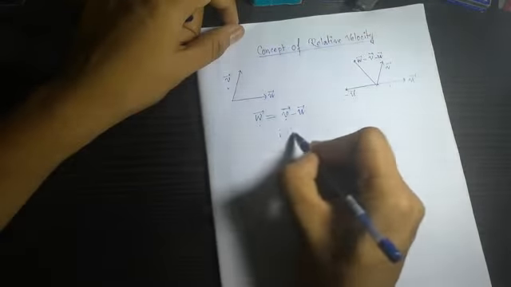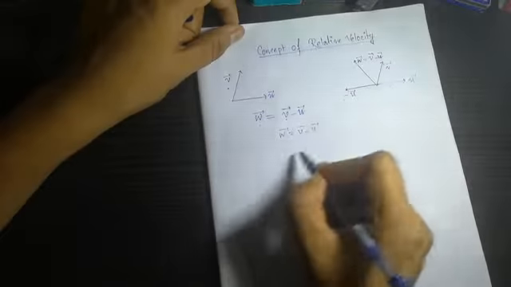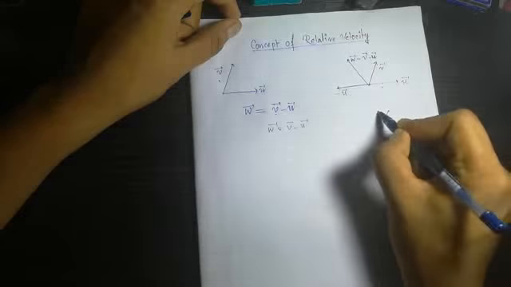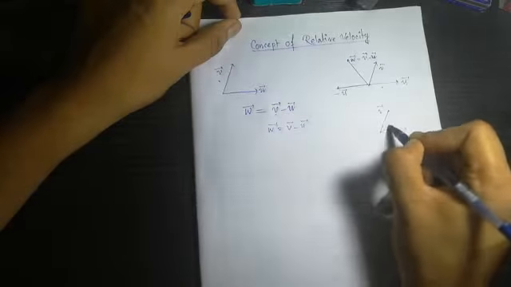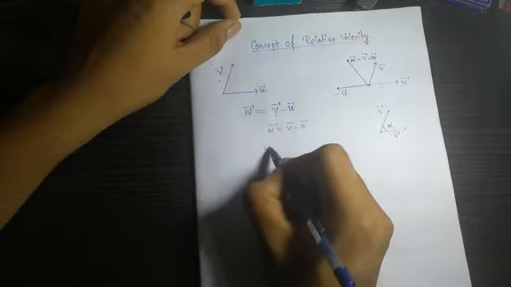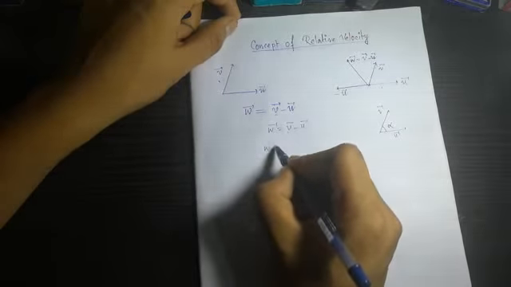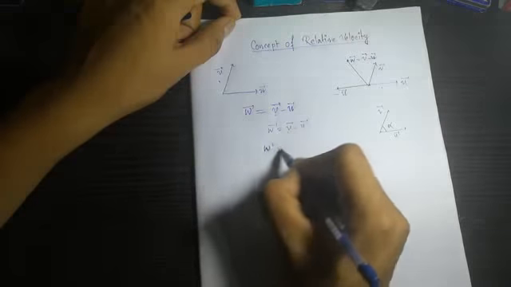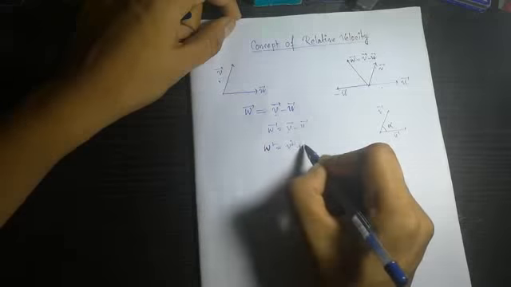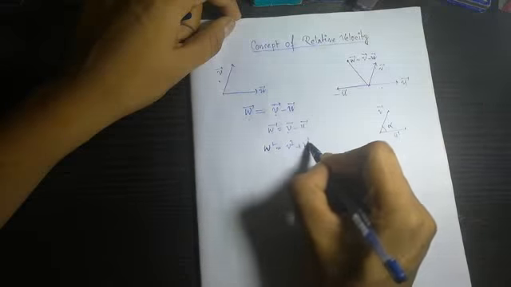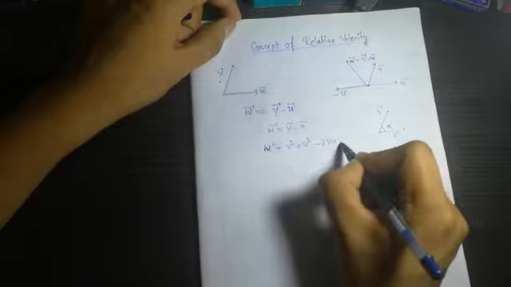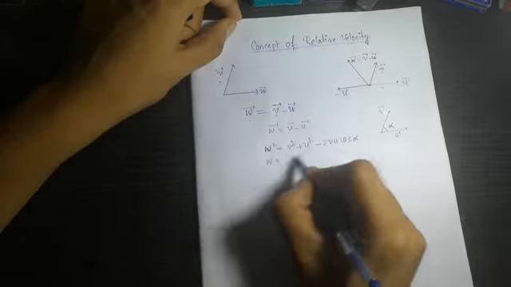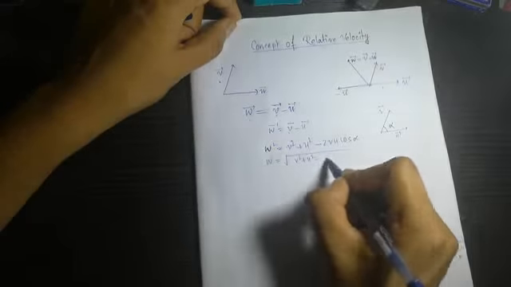Now what do you mean by v minus u? Suppose the vectors v and u have an angle alpha between them. Then the resultant vector w, given by v minus u, can be written by the vector triangle rule as w square equal to v square plus u square minus 2vu cos alpha. So w is given by root over of v square plus u square minus 2vu cos alpha.